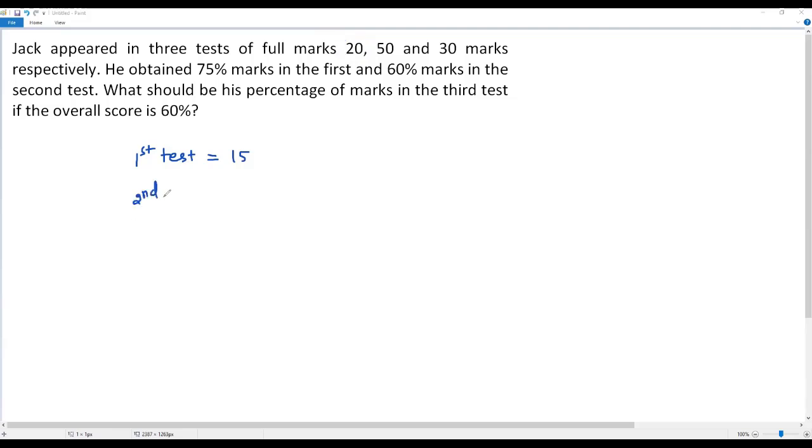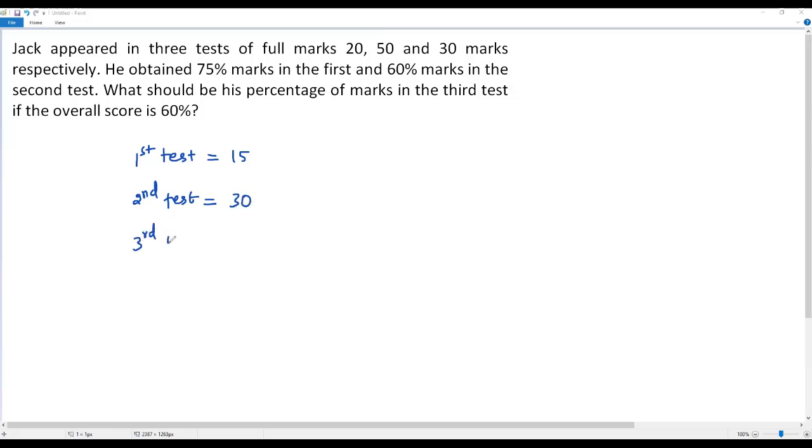Now let's calculate the marks scored by Jack in the second test. So the full marks in the second test is 50. He scored 60% of this full marks 50. 60% is 0.6 times 50. That is equal to 30. So the marks scored by Jack in the second test is 30.